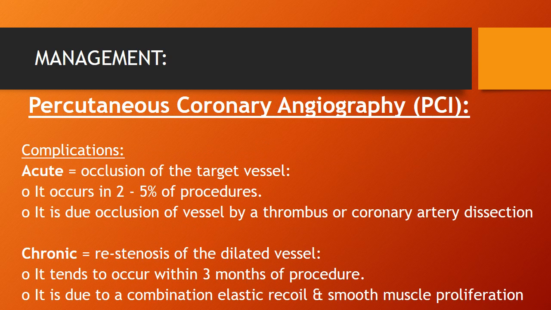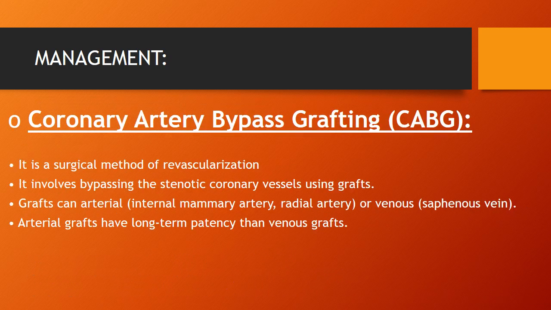The acute complication of PCI includes occlusion of the target vessel. It occurs in 2 to 5% of procedures and it is due to occlusion of the vessel by a thrombus or coronary artery dissection, iatrogenic dissection. And in chronic cases, there can be restenosis of the dilated vessel and it tends to occur within 3 months of the procedure. It is due to a combination of elastic recoil and smooth muscle proliferation.